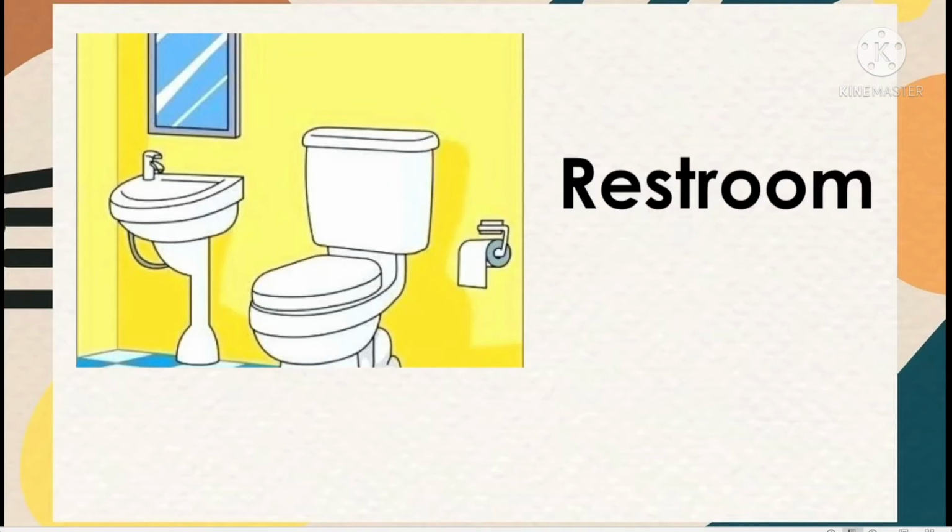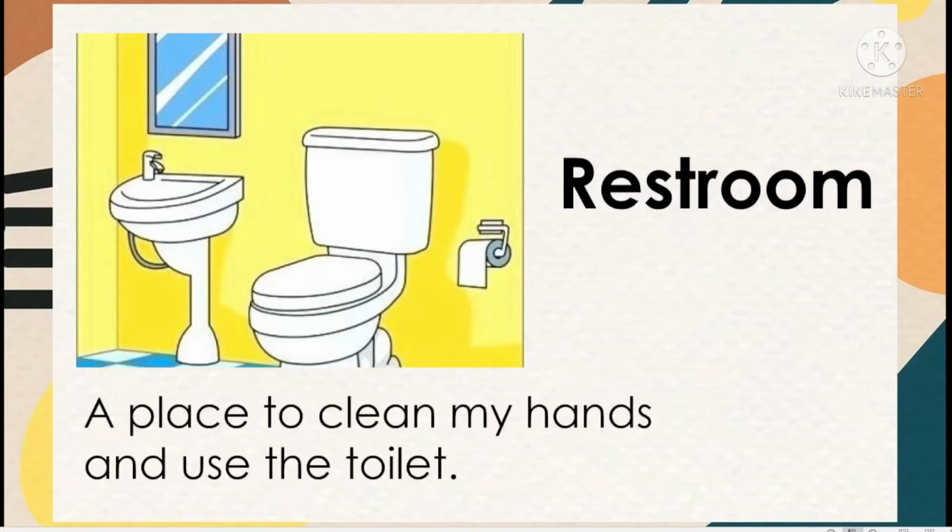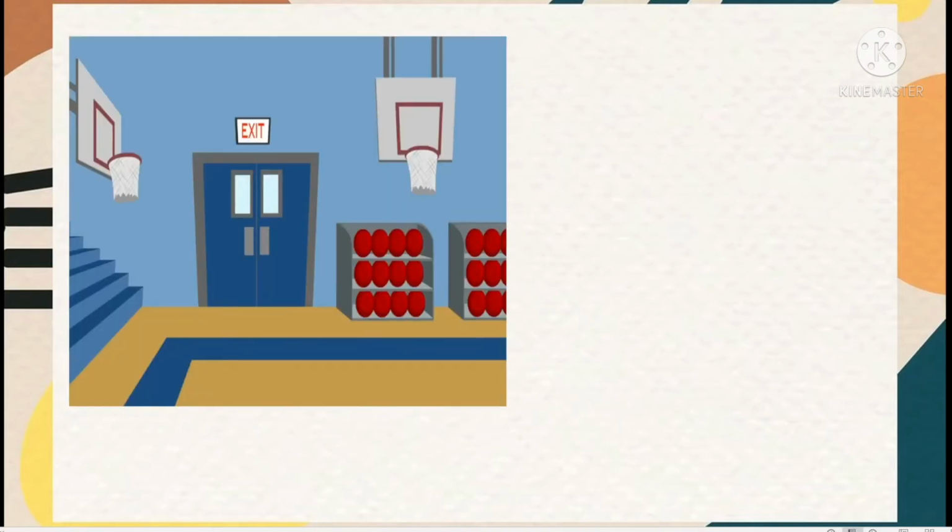Okay. How do you spell the restroom? R-E-S-T-R-O-O-M. Restroom. What is a restroom? A place to... A place to... To clean my hands and use the toilet. A restroom is a place to clean my hands and use the toilet. Let's go to the next one. I can see balls, basketball, hoop.